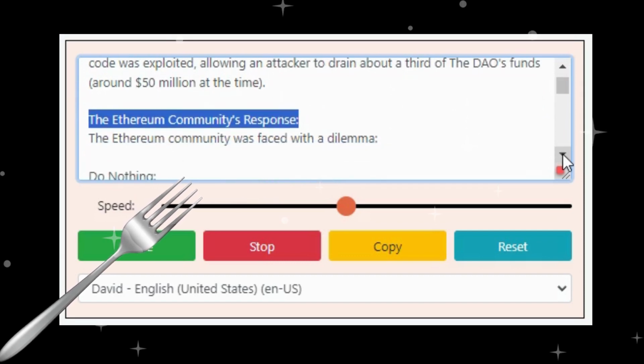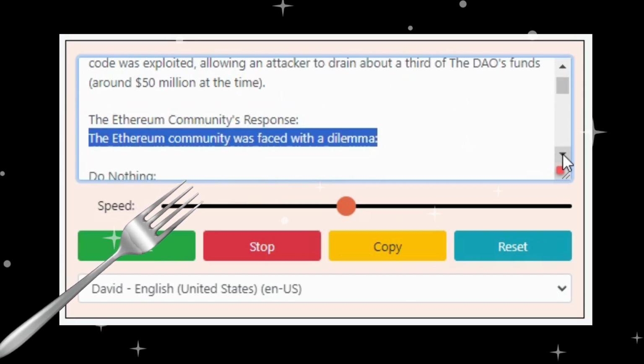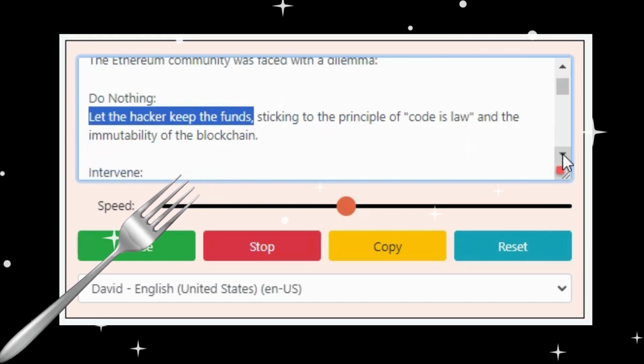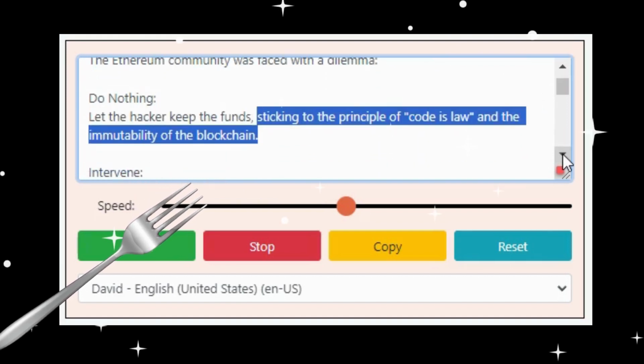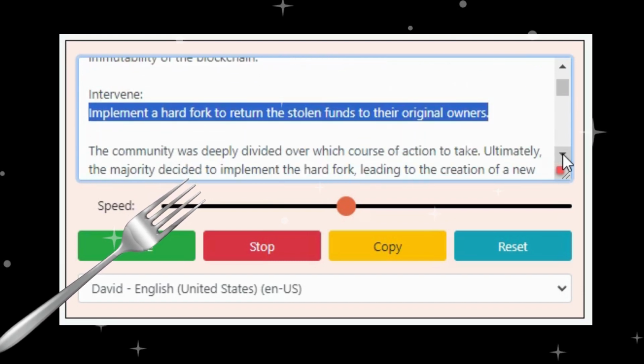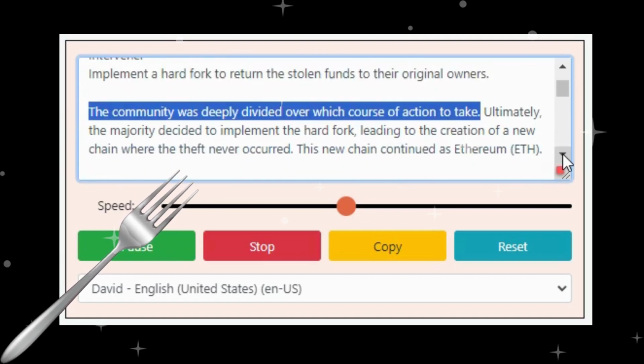The Ethereum community's response. The Ethereum community was faced with a dilemma. Do nothing. Let the hacker keep the funds, sticking to the principle of code is law and the immutability of the blockchain. Or intervene. Implement a hard fork to return the stolen funds to their original owners. The community was deeply divided over which course of action to take.